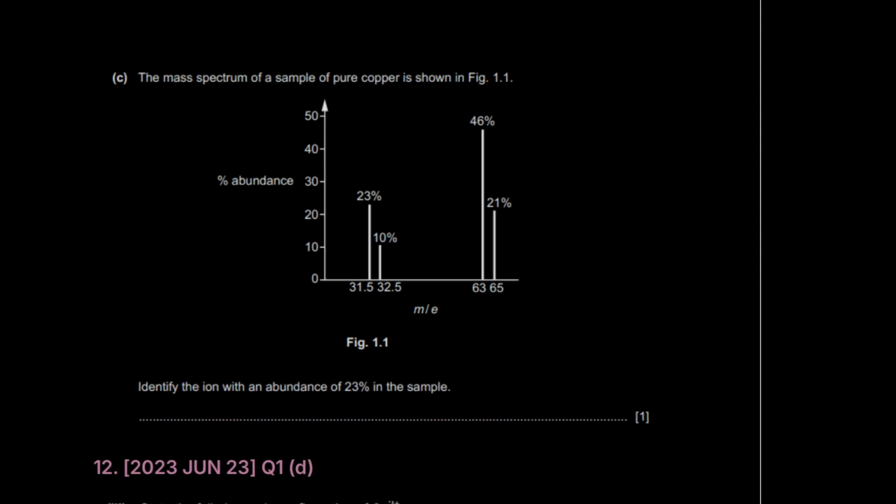Identify the ion with the abundance of 23% in the sample. So you're saying pure copper is here. See, this is 31.5, this is 32.5, and this is 63 and 65. This means that if I divide 63 by 2, that gives me 31.5. If I divide 65 by 2, that gives me 32.5. So which ion? This is copper 1+, this is also copper 1+, because the mass spectrometer deals with ions. So it's copper 1+ having a mass of 63, and this is copper 1+ having a mass of 65.